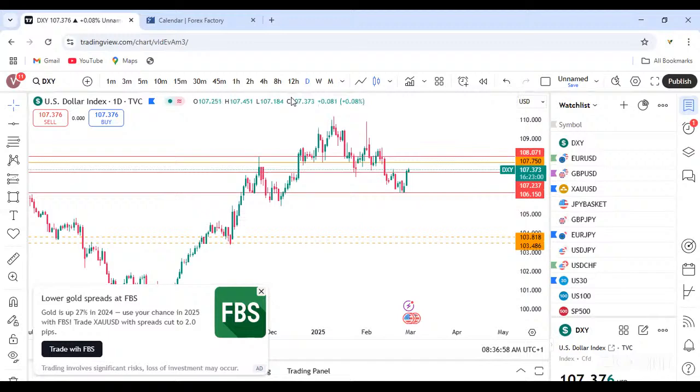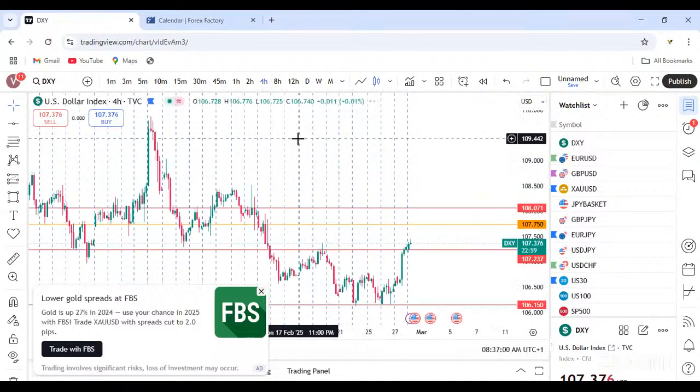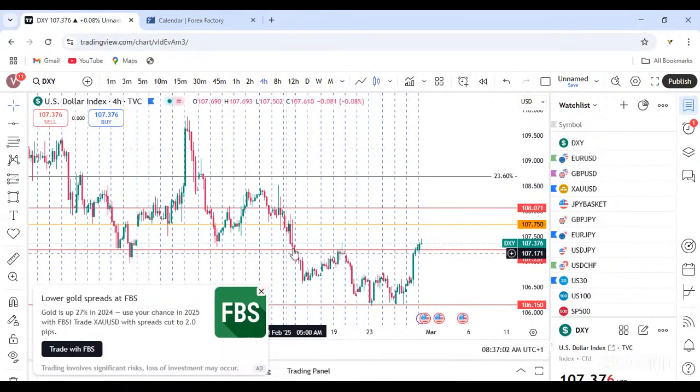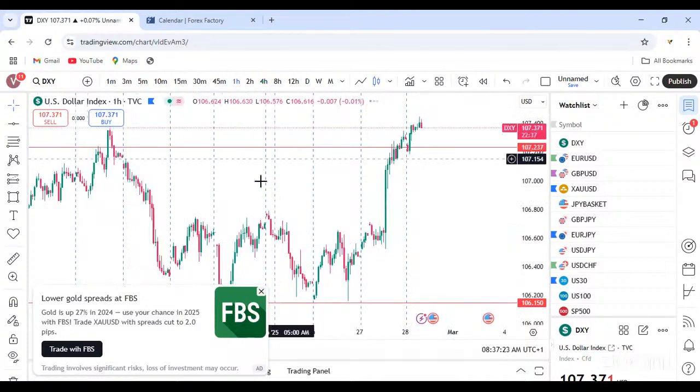Right. And down to the 4-hour time frame, as seen right here, there's actually a left shoulder for a sell. There's a shoulder here, sweep, break. Price should return into the shoulder at 108.071. Price should return to 108.071 on the 4-hour time frame.